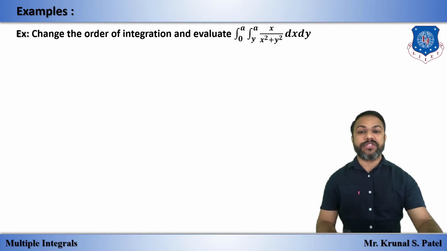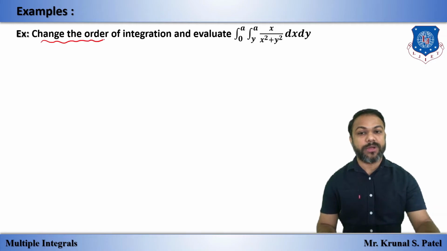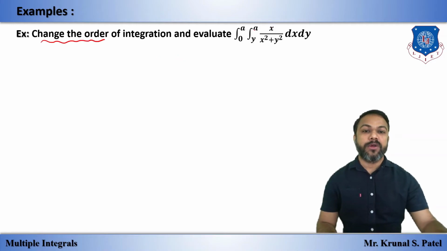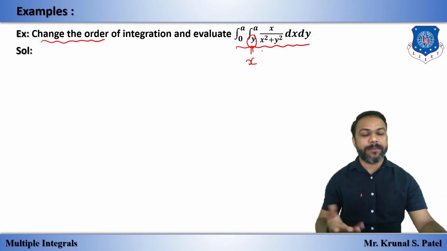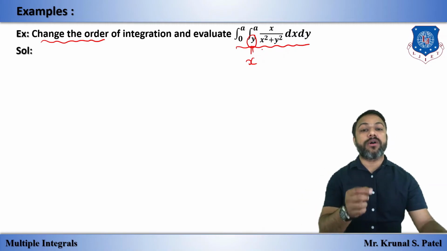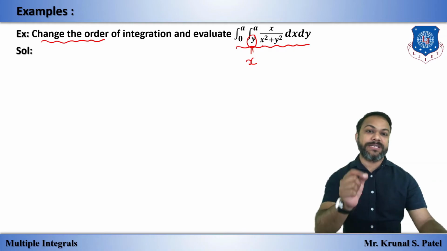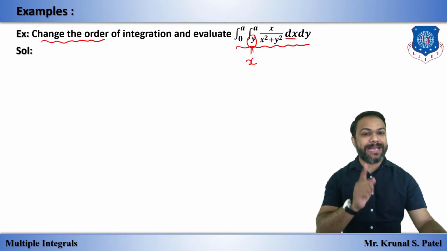So this is the example. Change the order of integration. It is already mentioned, so we have to compulsorily change the order of integration. First we will write down the given limits. We can see here the inside limit is in the form of y, which is a limit of x. So the given strip is horizontal. Simple, this is the concept. The inside limit is in the form of y, which is the limit of x. So the inside limit is x.